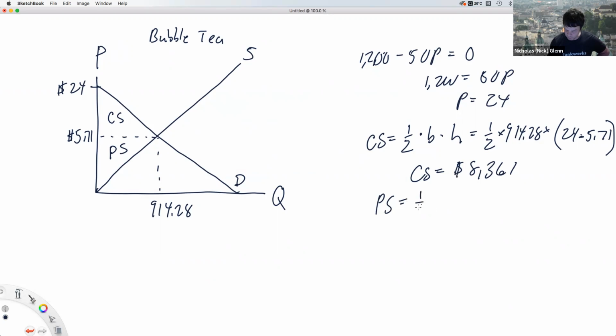What about the producer surplus? Use your same formula, 1/2 times base. Base is the same, 914.28. What about the height? Well, the height goes from 0 to 5.71. And so what will this give you? This will give you a producer surplus of $2,610.26. So it's not near as much. All right, but that's our producer and consumer surplus.